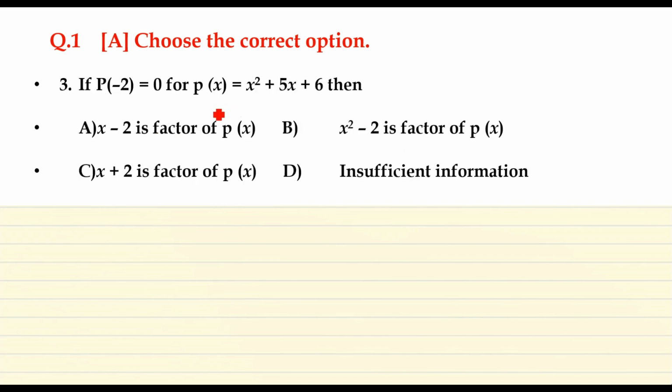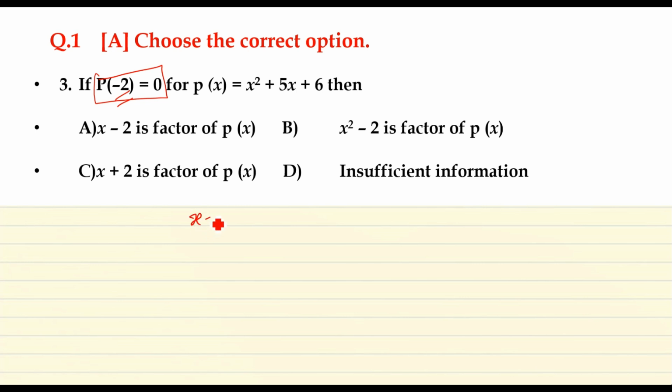Now the next question is based on the polynomial. If p of minus 2 is equal to 0, the factor of the polynomial, then what is the value of p of x? Whether x minus 2 is a factor, whether x square minus 2 is a factor. So we know that if p of minus 2 is equal to 0, then definitely x plus 2 is going to be a factor of it.